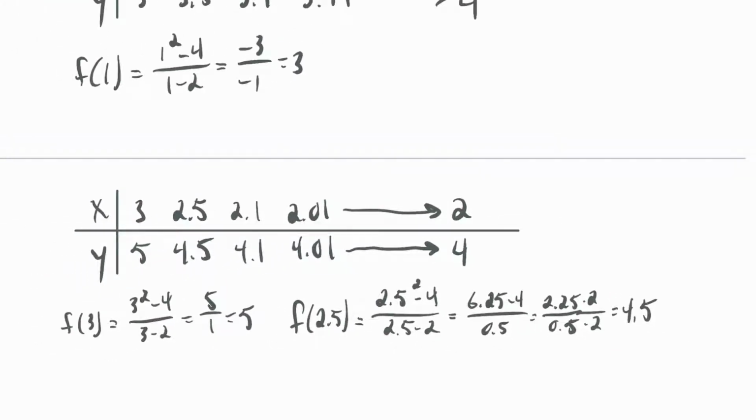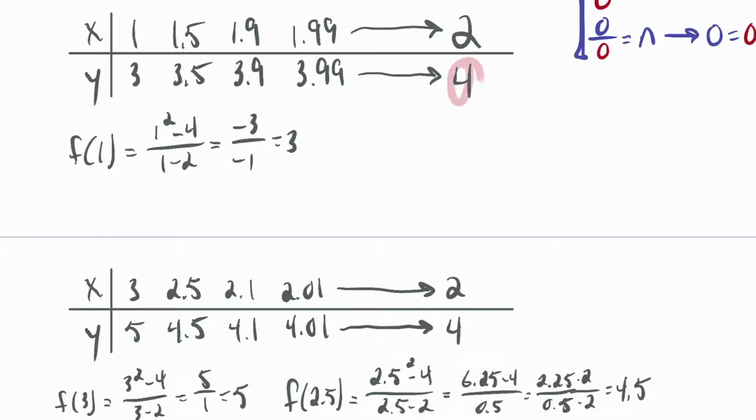Aha, these two agree. I'm getting closer and closer to 4 when I check from the left, and I'm getting closer and closer to 4 when I check from the right. This is the concept of a limit. When you are examining the behavior of the function at inputs to the left of the number you're asking about and to the right of the number you're asking about, if there's agreement, oh, that means I get a limit.